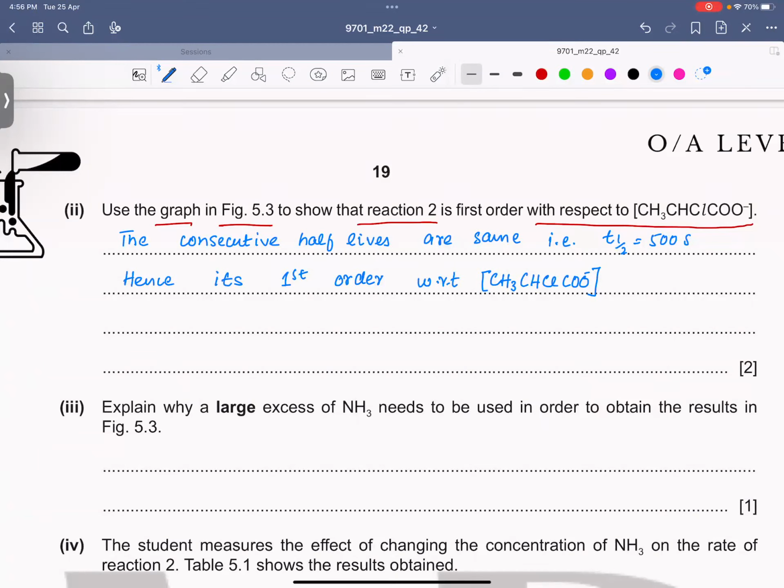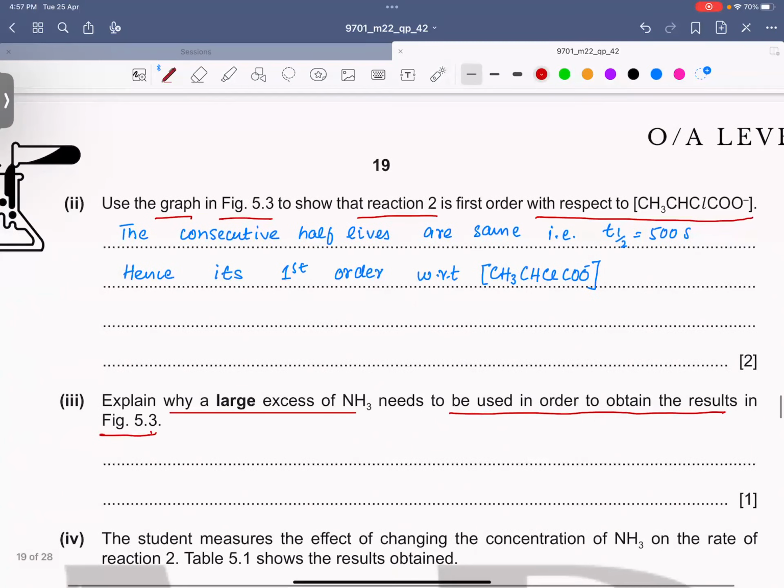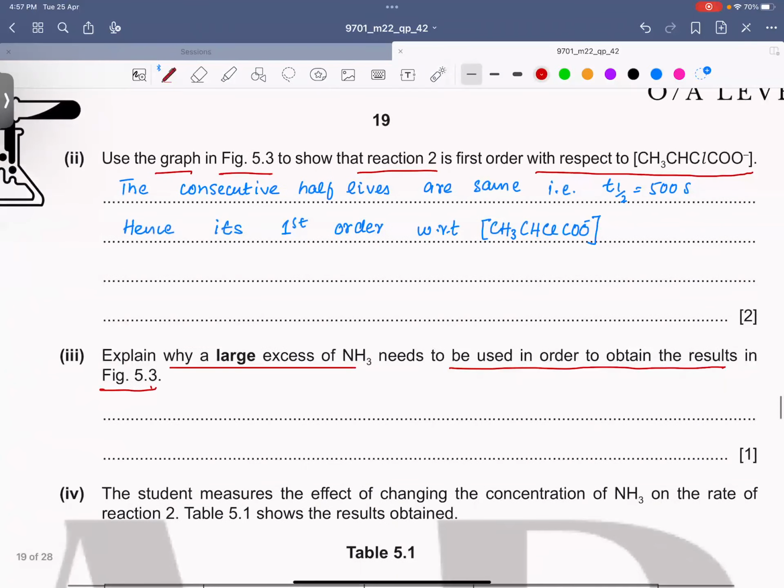Okay. Now, explain why a large excess of ammonia needs to be used in order to obtain the result in figure 5.3. In one of the previous past papers, there is this kind of question. So, can anybody answer this one? Why is there a large excess of ammonia? So it doesn't affect the rate and remains constant.